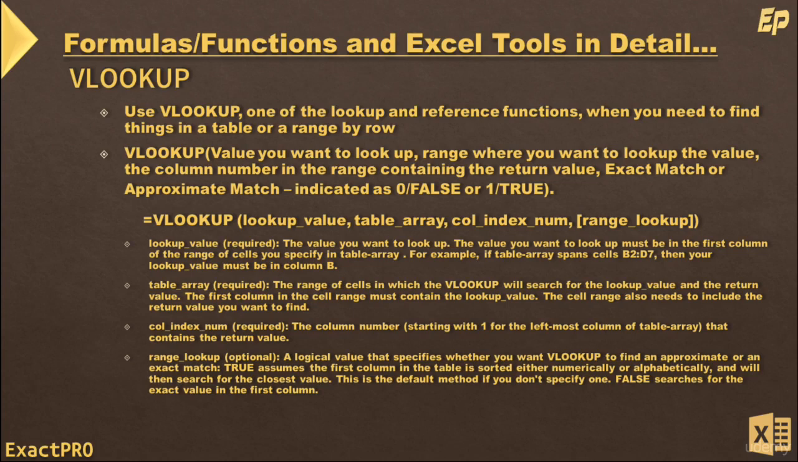Range lookup is an optional argument, a logical value that specifies whether you want to find an approximate or an exact match. True assumes that the first column in the table is sorted either numerically or alphabetically and will then search for the closest value. This is the default method if you don't specify one. False searches for the exact value in the first column. So for us, we'll be using the false argument because we want the exact value. Now let's see the VLOOKUP formula in action in my Excel demo.